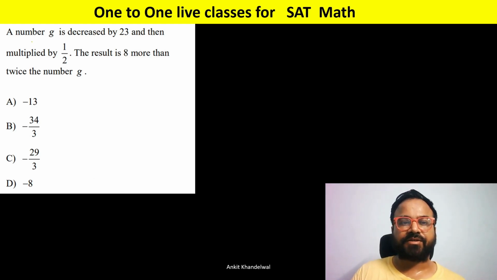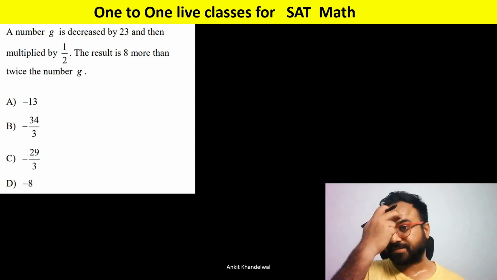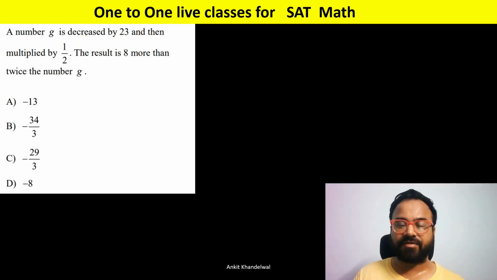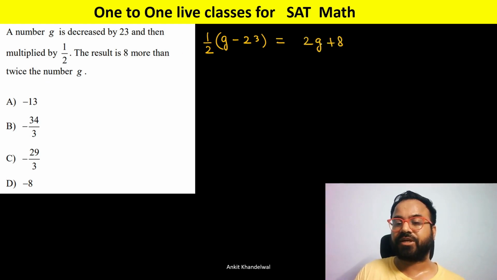Okay, so here it is written: a number g is decreased by 23 and then multiplied by 1 by 2. The result is 8 more than twice the number g. Let's solve this. Number g is decreased by 23 and then multiplied by 1 by 2. This result is 8 more than twice the number g. So 2g plus 8.